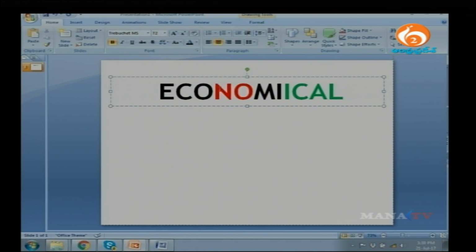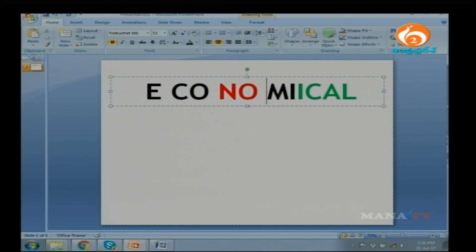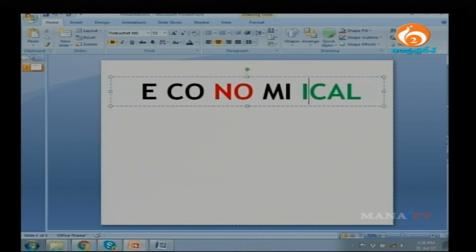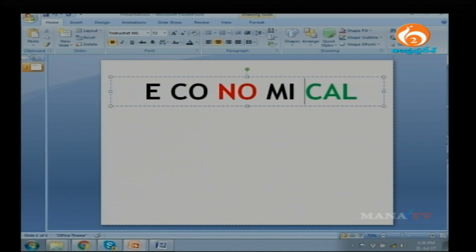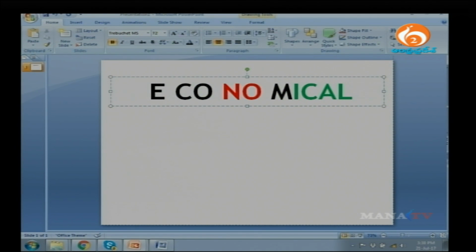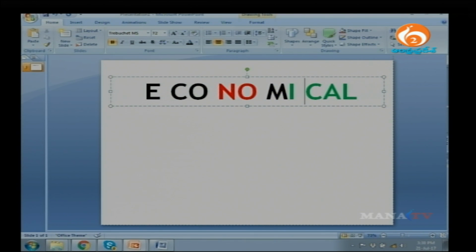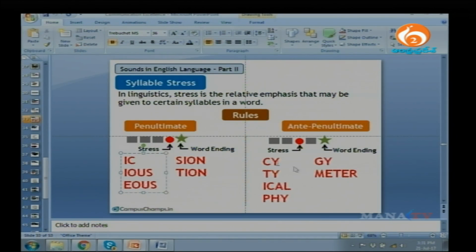Economical, economy, economical, 5 syllables. But ICAL is my ending. The ending itself has 2 syllables. And I need to stress on the third one. 1, 2, 3. So I will say economical. Clear? Next one, PHY.